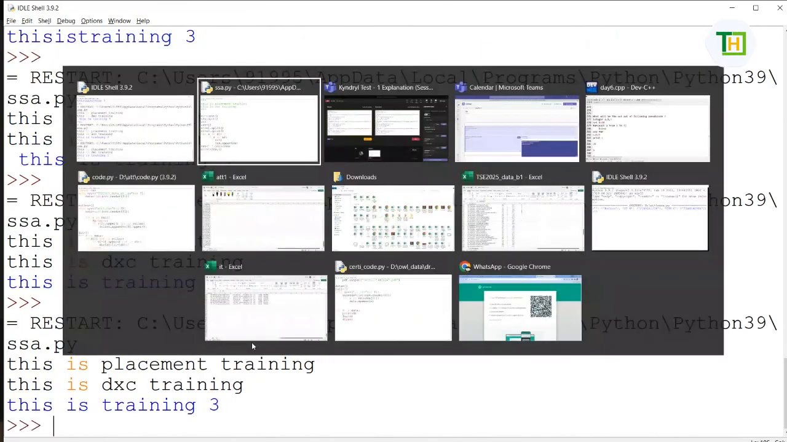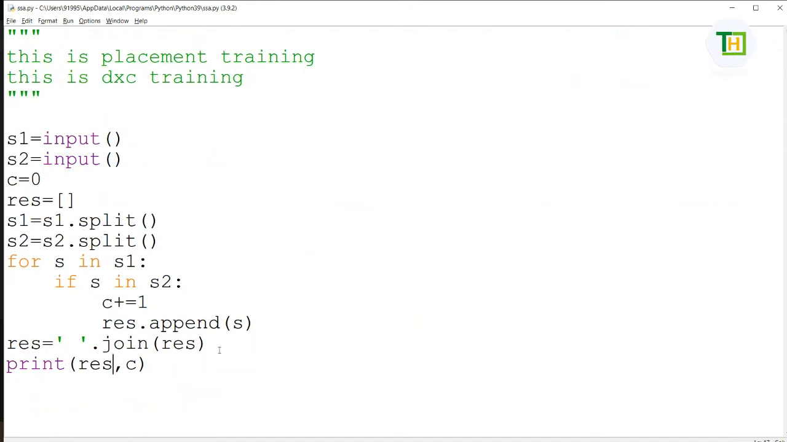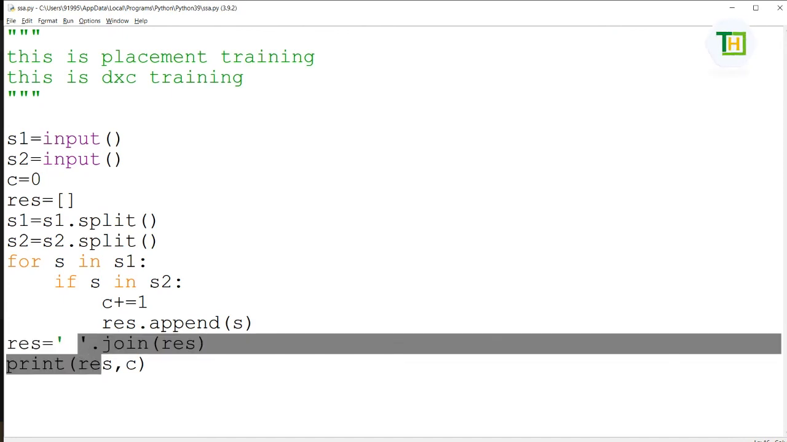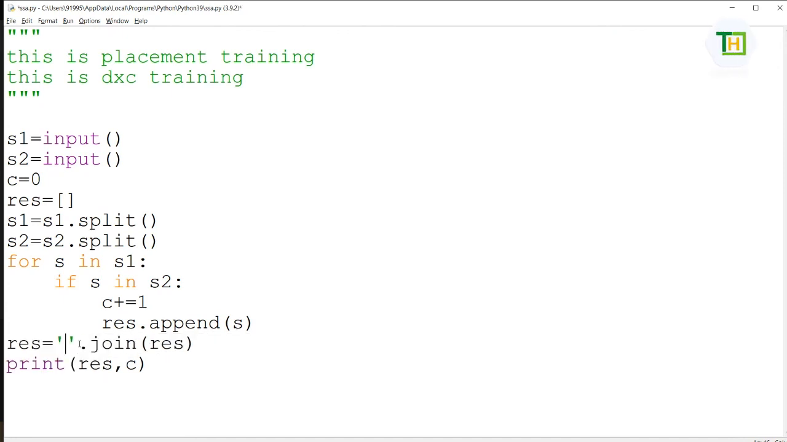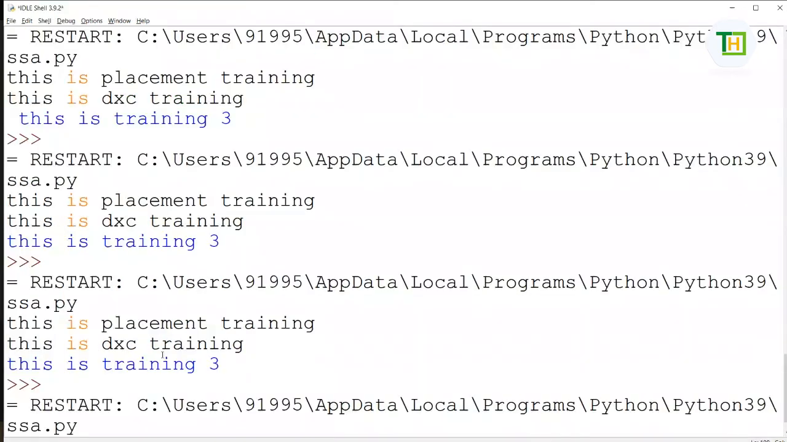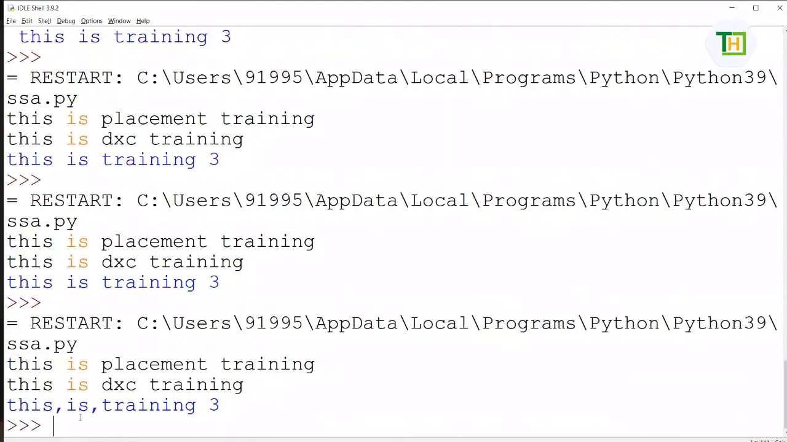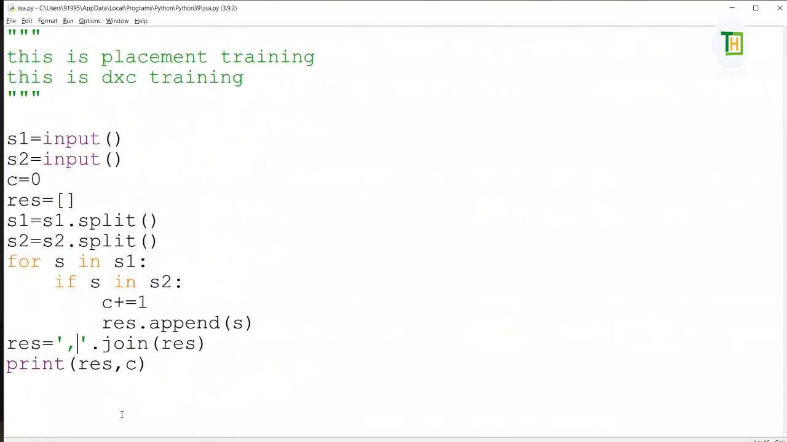Clear everyone? What am I doing here? This converts a list of strings into a string separated by space. How am I separating by space? For example, if I write a comma here, it is going to be separated by comma. Just observe here, it is separated by comma. But here I'm going to separate with a space like this.